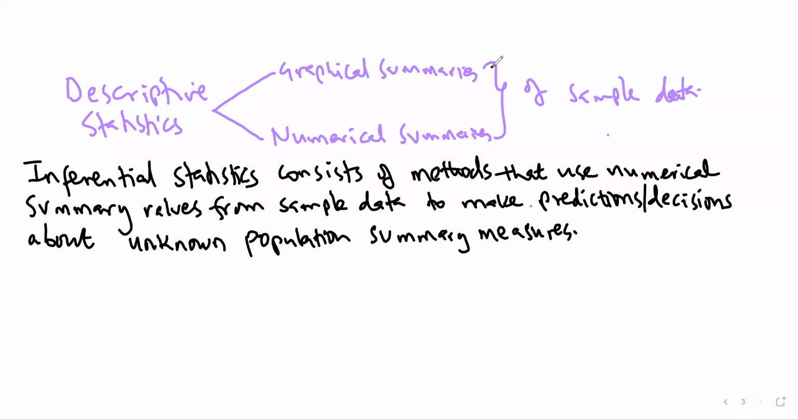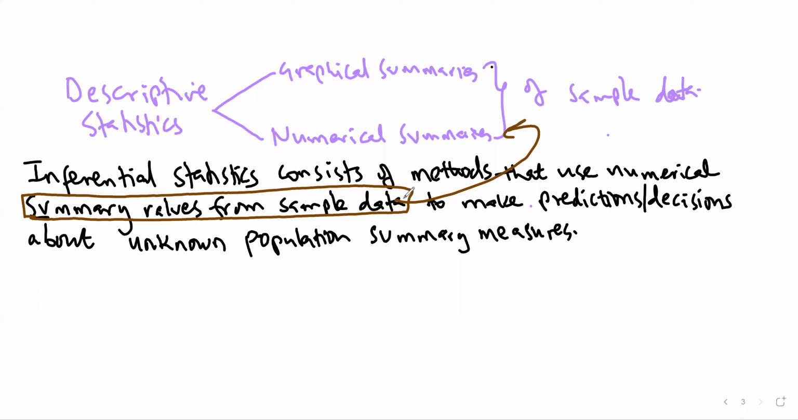So on the other hand, we're saying that inferential statistics comprises methods that use the summary measures obtained from samples. You see these numerical summary values from sample data? Those are the descriptive statistics. So we use the summary values that we got from here to make predictions about some unknown population summary measures.